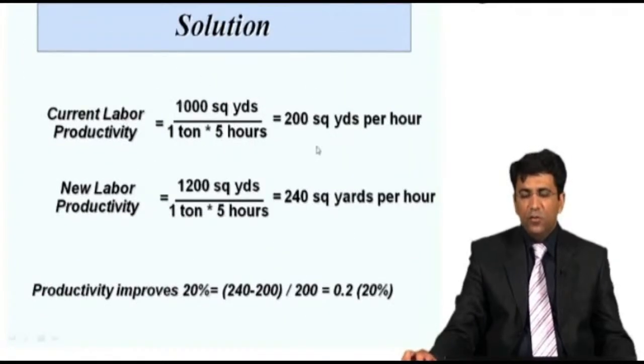As you can see here, 200 square yards per hour is the old productivity, or our current labor productivity, and the new labor productivity is 240 square yards per hour. So there is an improvement in productivity by the use of that quality raw cotton. And what is the strength of that improvement? We can always determine this productivity improvement by using the formula: new productivity minus old productivity, divided by old productivity, multiplied by 100. Usually the productivity improvement is measured in percentages, so it means there is a 20% improvement in productivity by the use of that quality raw cotton.